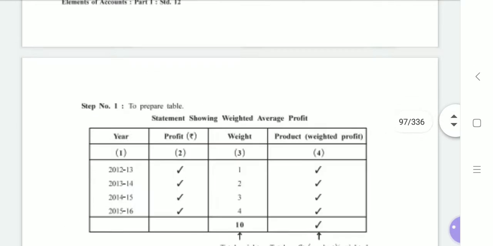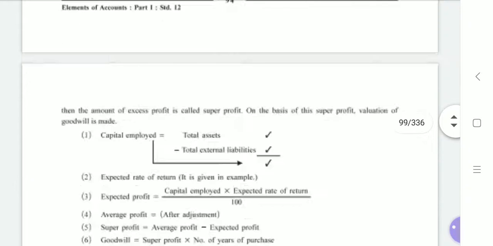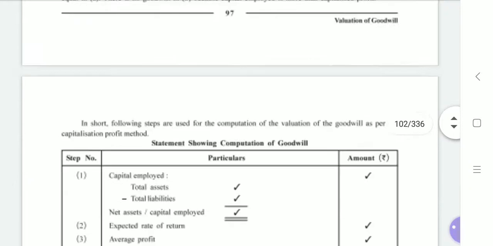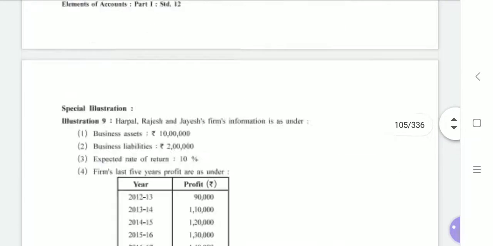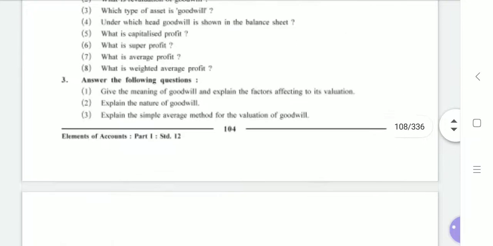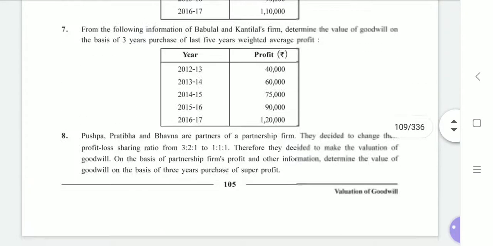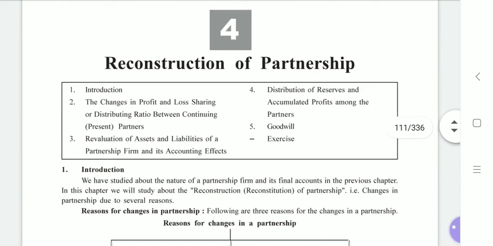Further, moving towards chapter 4. Chapter 4 is a reconstruction of partnership. Now, we already know what is partnership. We have learned in chapter 1. Talking about reconstruction of partnership, reconstruction is the several changes taking place in ongoing partnership. This chapter is really very important and it forms a base for chapter 5.